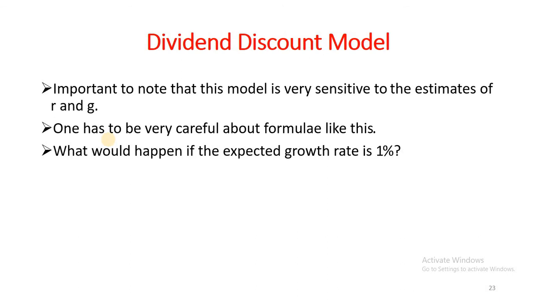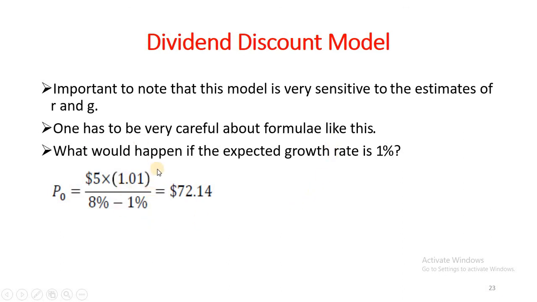Now let's look at what will happen if the expected growth rate is 1%. In this case, if we find the value of this stock using a 1% growth rate, the value of this stock will be $72.14, which is much less than our previous calculation. So what we can say is, if we have a different growth rate or a different required rate of return, we might find a different valuation of the common stock.